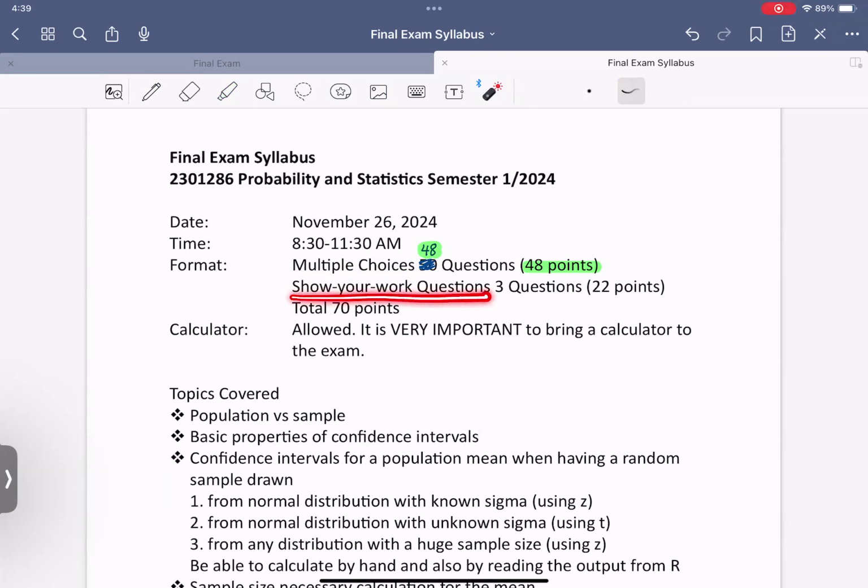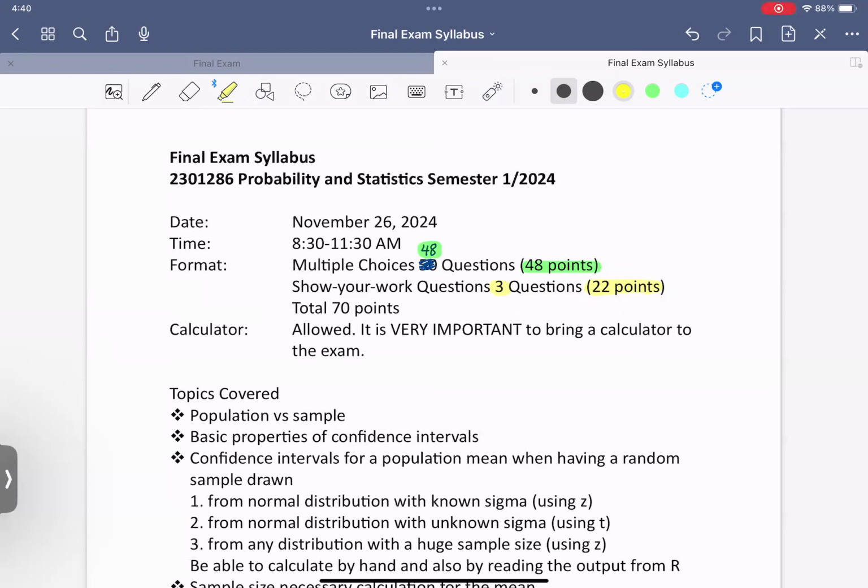This is the one that you have to show full work, including, if it is a question about the hypothesis test, you have to show like 6 step full work. If the work that you have to show is about the confidence interval, you have to show all steps. So this is going to be 3 questions, 22 points. So in total, you're gonna have 70 points.